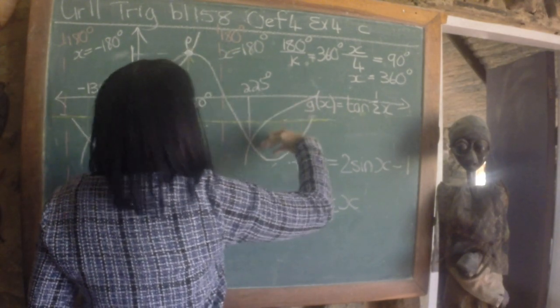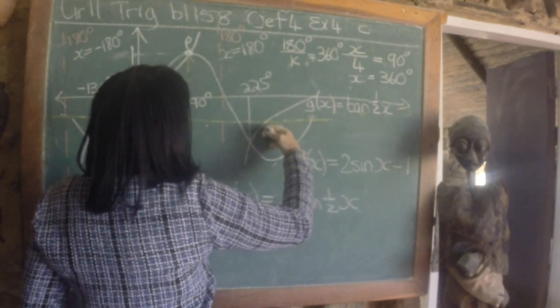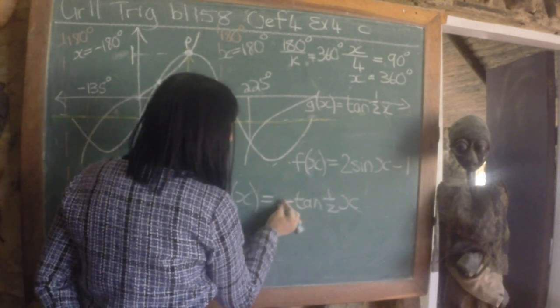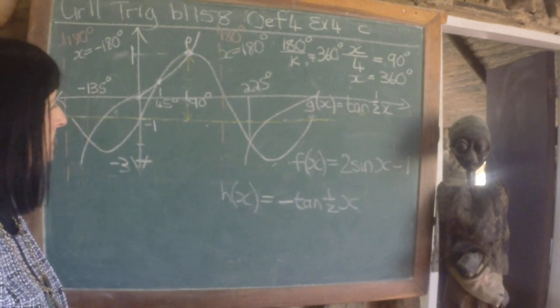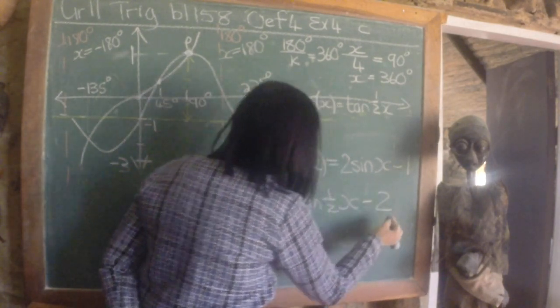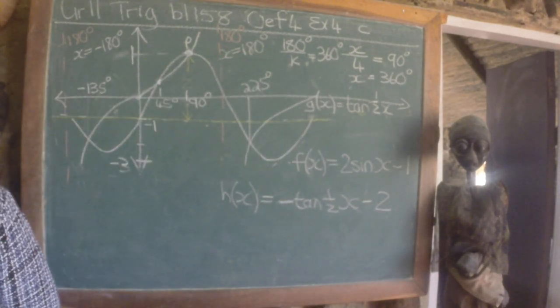Hier is g, hy word in die x-as gereflekteer. So hierdie y-waardes word positief en daai y-waardes word negatief. So ek sit 'n minus voor. Reflected in the x-axis and it moved 2 units downwards. Dit is my nuwe vergelyking van baie maklik.